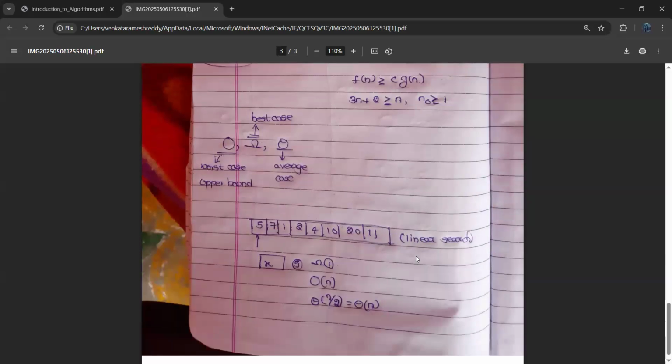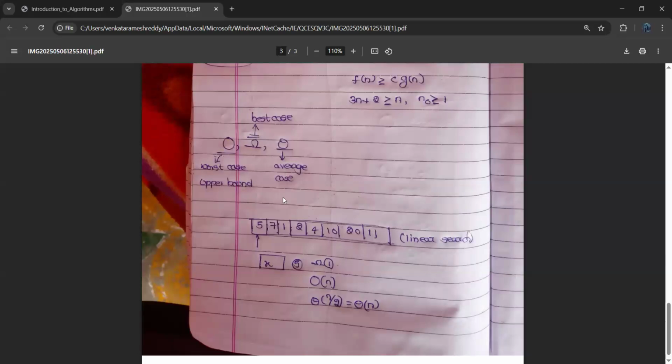Suppose I take one example, an array: 5, 7, 1, 2, 4, 10, 12, 11. Consider it as a linear set. In this linear set, I will explain each and every case: worst case, average case, and best case.